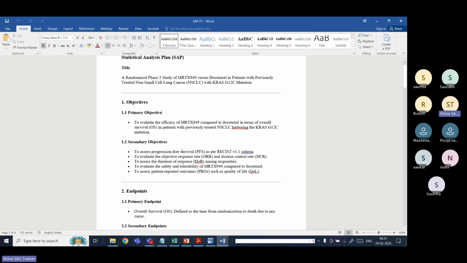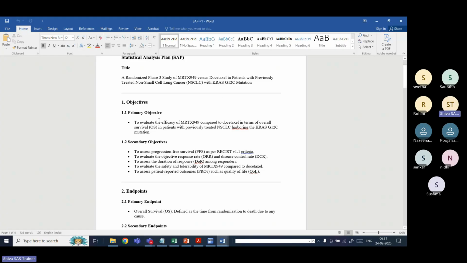If you don't want to tell the name, you can just say I have done a randomized phase 3 study, one of the cancer oncology active drug versus some other drug, like that also you can tell. But if you tell some name like this, they feel that these people really worked on that project.